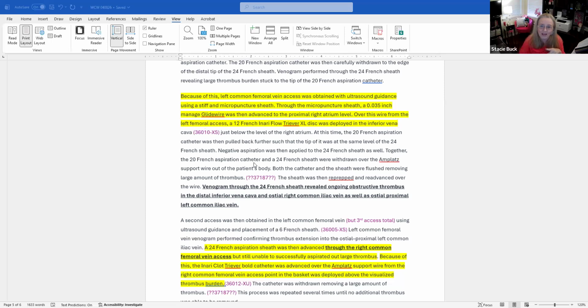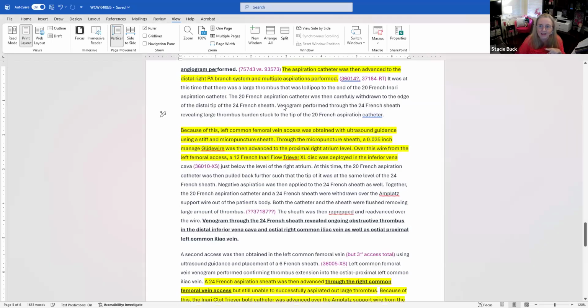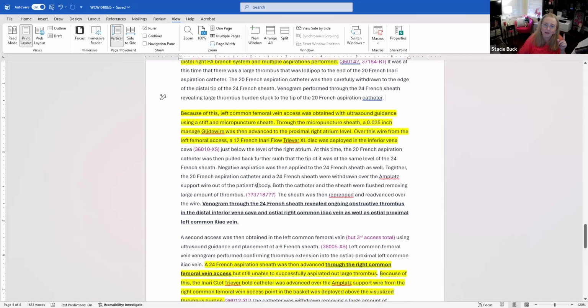Because if you see, I kind of skipped over it here in this paragraph, the last sentence says venogram performed through the 24 French sheath, revealing large thrombus burden stuck to the tip of the 20 French aspiration catheter. So what's happening in this next paragraph is occurring because of what just happened with performing the pulmonary thrombectomy. So when I look at this, I'm like, okay, you can't code it as a 37186 because that's going to be an arterial code. And you also don't use 37186 with the 37184, correct? So that's not an option. And then this is venous, we're in the IVC. And so to me, I personally considered this still a continuation of this particular procedure.